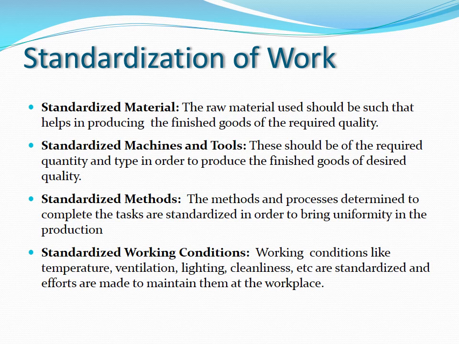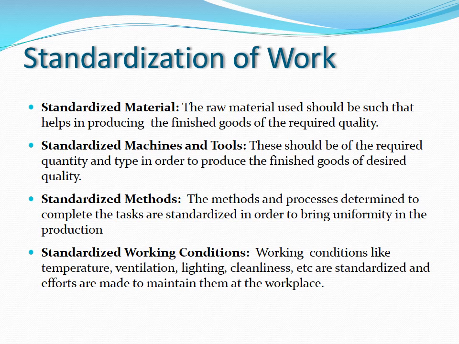It has to be in cohesion with the finished good quality only. Next is standardized methods. The methods and processes determined to complete the task are standardized as well in order to bring uniformity in the production. In order to produce the finished good of quality A, the methods and processes that are used should also match quality A only.